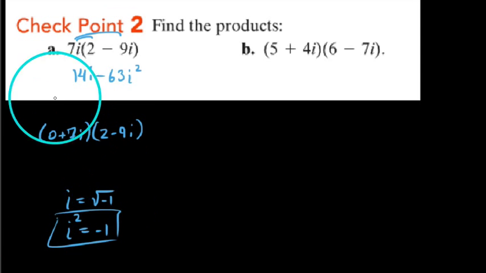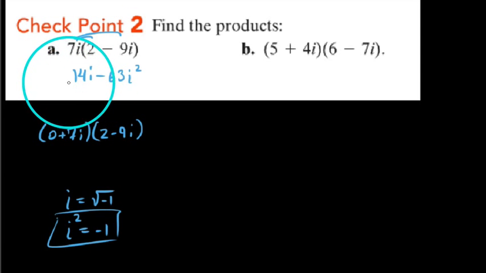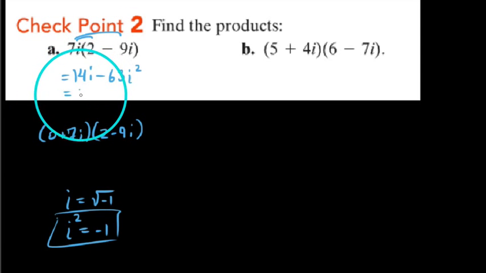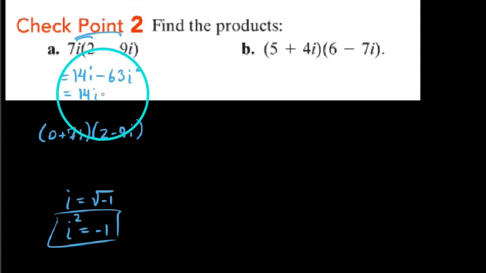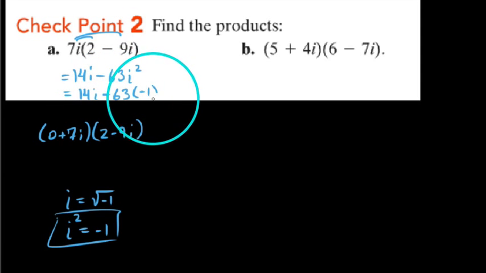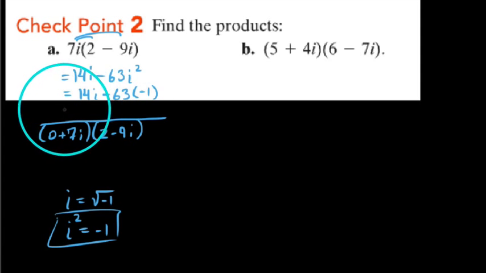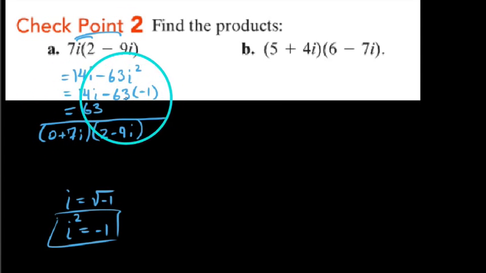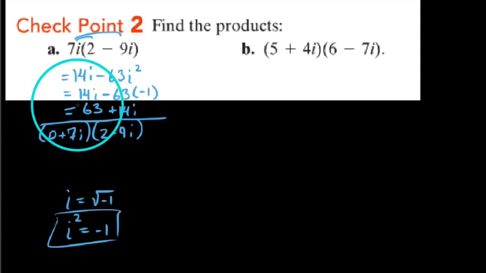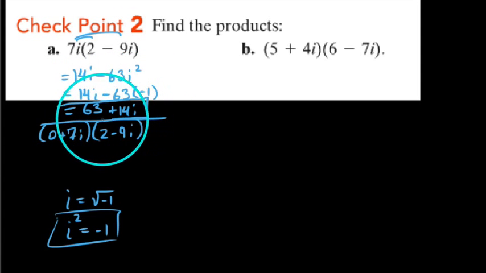So really the value of i squared is negative 1, which lets us rewrite this original expression as 14i. We'd say negative 63 times a negative 1, or in other words, we would get a positive 63 here. So rewriting this in standard form now, we'll put that real part in front: 63 plus 14i. This would be the value of that product that we just found.